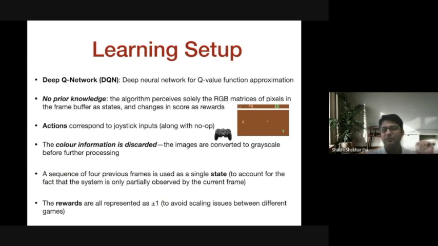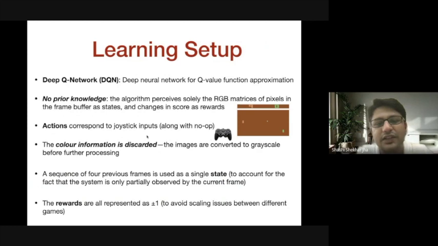So the RGB matrix of pixels was given, and the change in the score was given as reward. Whatever was the change in score whenever you apply an action, that was given as reward, right? Because that is the best reward in any game. So the reward formulation was very simple, but there is a catch to it. I'll tell you later.